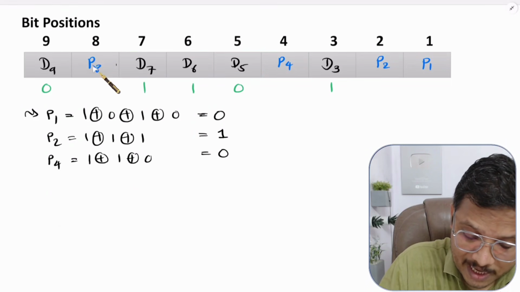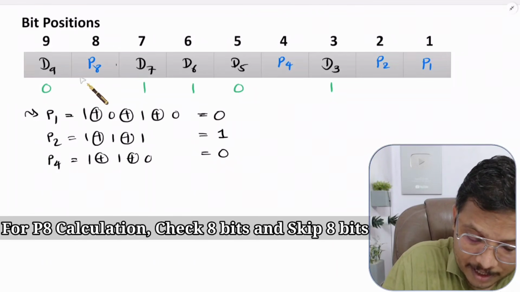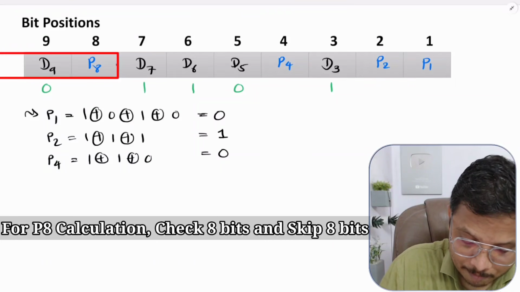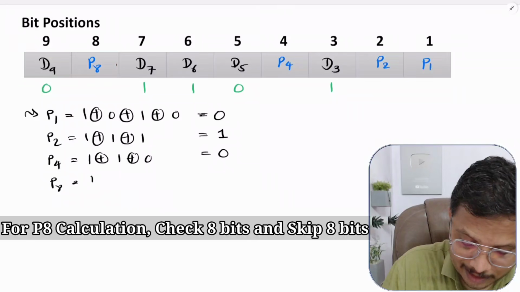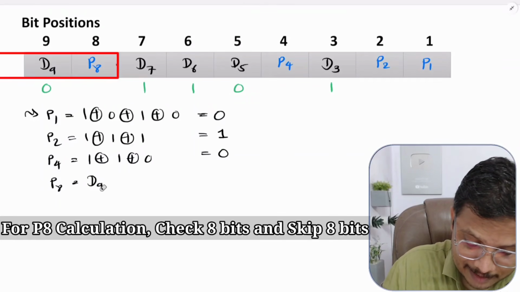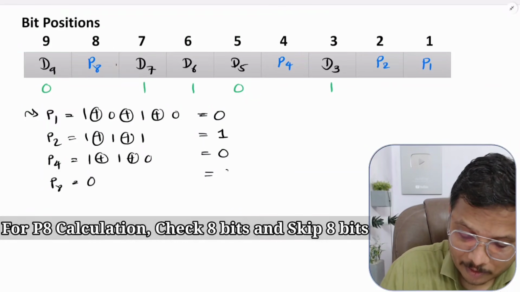Then for the calculation of P8, we need to check 8 bits from here. But we have only D9. So for P8, that is D9 only, right? And D9, that is 0 over here. So I can say this is 0 here.